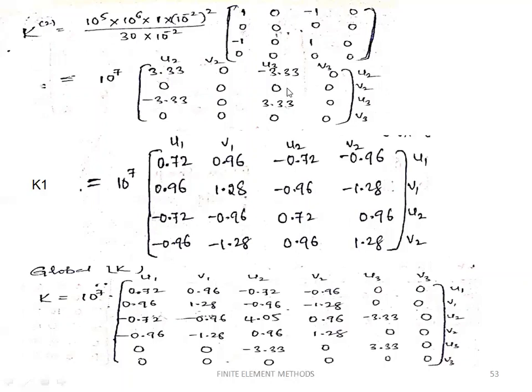So once you get this, you need to go for the assembling of the matrix. To assemble this, we need to know K1 and K2. So now we have completed the calculation of K1 as well as K2, that is, the first element stiffness matrix and the second element stiffness matrix. Once you get them, you need to find out the global stiffness matrix.